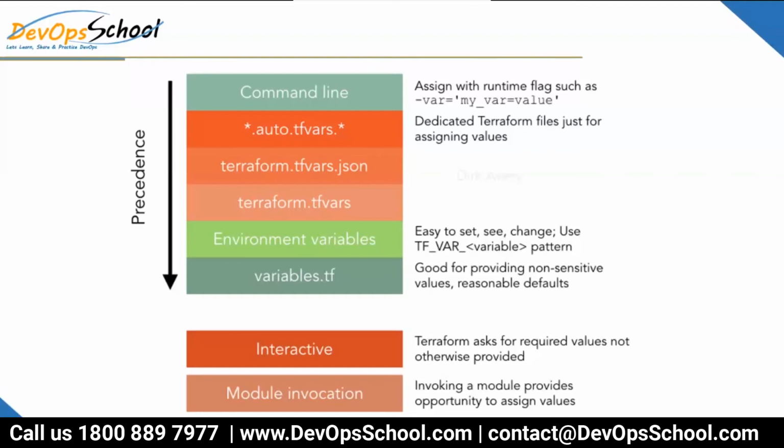The question is, let's say you set the values for a certain variable at the command line, in auto vars, in the Terraform JSON file, in Terraform tfvars, as an environment variable, and in variables.tf, meaning in the Terraform code, all of them. Tell me, the final value will be taken from where? Command line, runtime. Command line, yes. So precedence is highest on the command line, followed by variables.tf. You see the precedence arrow, you see that? All of you understood that, right?